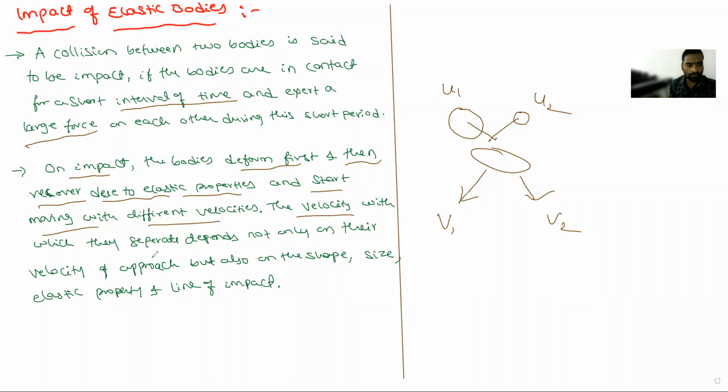The velocity with which they separate depends not only on their initial velocities, whatever they are approaching with, but also on the shape, size, elastic properties, and line of impact. So in the multiple choice questions, they may ask: the velocity of separation is not the same as the velocity of approach because of option A, shape, option B, size, option C, elastic properties, option D, line of impact, option E, all. What is the option? All is the option. Is it clear, all of you?